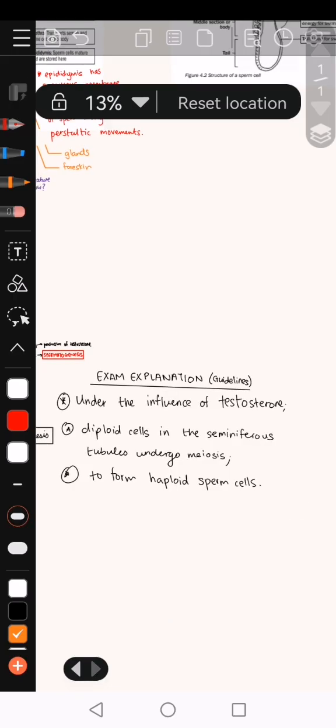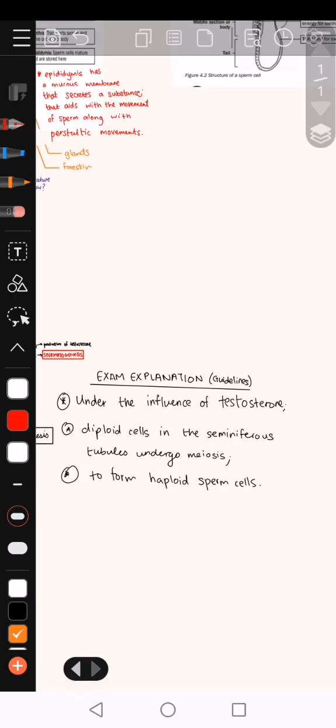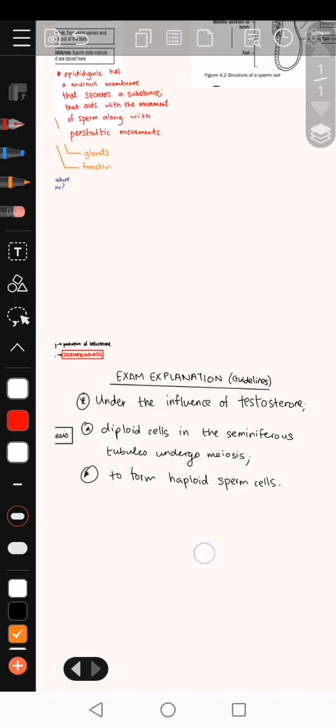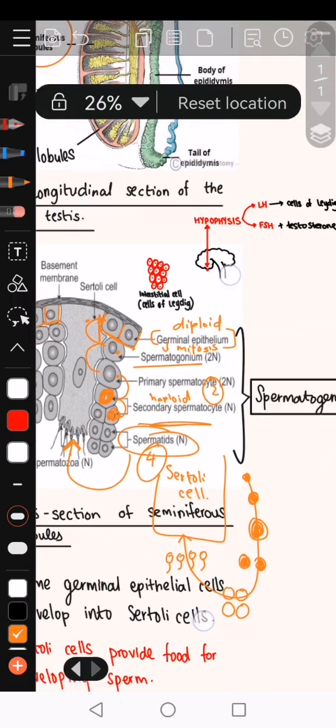Under the influence of testosterone, diploid cells in the seminiferous tubules undergo meiosis to form haploid sperm cells. That's all you say. That is from the exam guidelines. That's all you say in the exam. But this was just for the understanding.